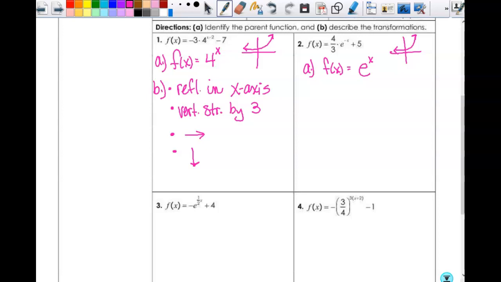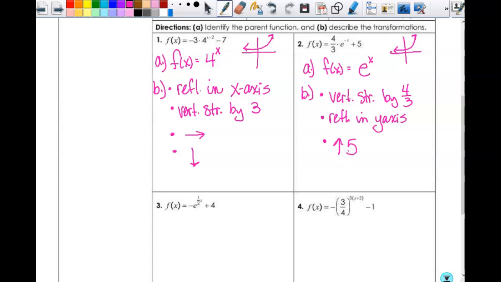All right, so then my transformations, what does that 4/3 do? Vertical stretch. Good. It is a fraction, but it's greater than 1, so it's a vertical stretch by 4/3. Then e is part of the parent function, so I don't do anything with that. I've got a negative x, so that negative is going to be a reflection in what? Good, in the y-axis. And then the 5 is going to do what? Up 5.